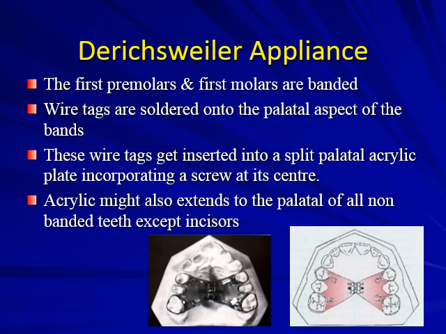In the Derichsweiler appliance, the first premolars and the first molars are banded. We make small wire tags and solder them to the bands of the premolars and the molars from the palatal aspect. The acrylic part of the appliance is split in the middle and it incorporates the wire tags projecting from the bands. It also incorporates a screw in the center. The acrylic might extend to the palatal surface of the second premolars and the canines, but does not reach the incisors.